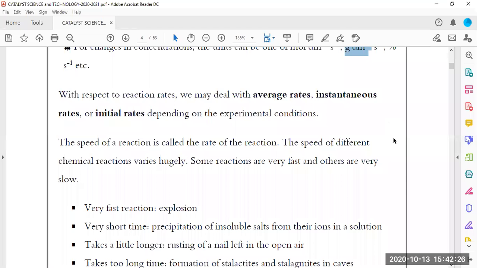Right, so with respect to reaction rates, we may deal with average rates. We have 3 types of rates. One is called the average rate, one is called instantaneous rate, at a certain time, or initial rate, يعني الابتدائي, when it starts. So the speed of reaction is called the rate of reaction. The speed of different chemical reactions varies hugely. Different reactions have different rates.